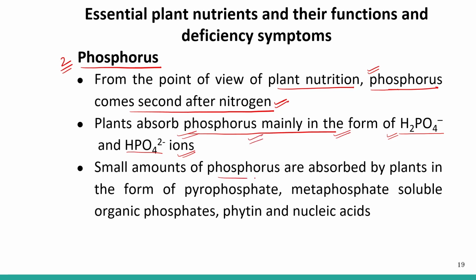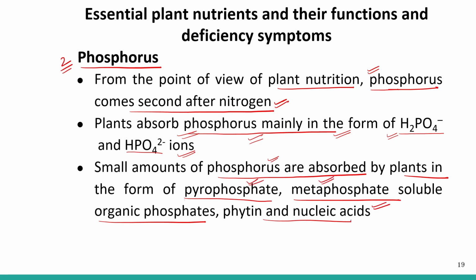A small amount of phosphorus is absorbed by the plants in the form of pyrophosphate, metaphosphate, soluble organic phosphate, phytin and nucleic acid. So some of the phosphorus is also absorbed by the plants in the form of pyrophosphate and metaphosphate.